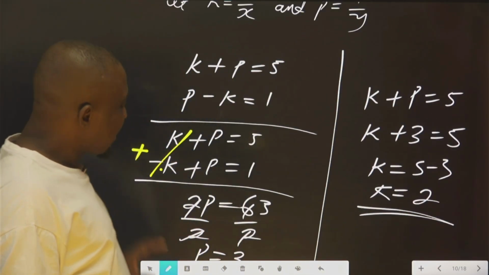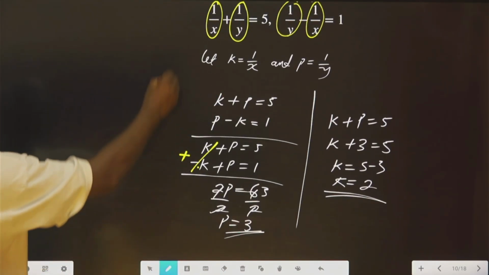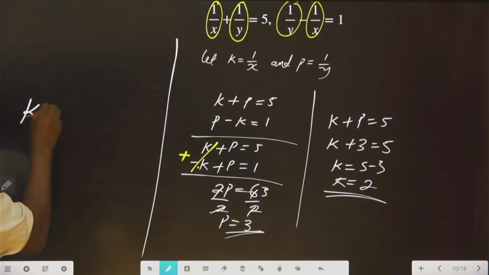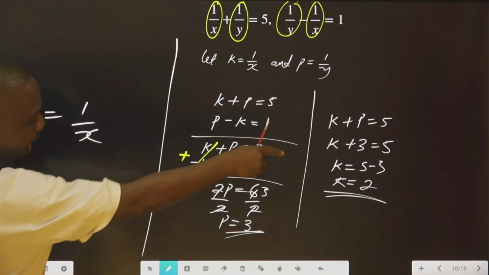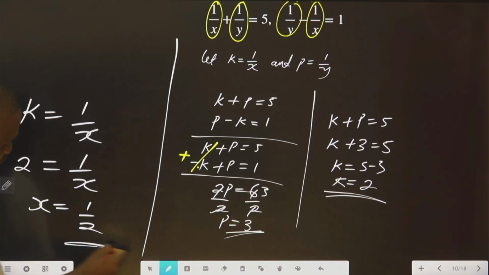Okay? Now that we have p and k, we are going to come back to this place. We already know that k is equal to 1 over x. What is our k? Our k is 2. We put 2 here to say 2 equals 1 over x. You agree with me, if you solve this, change position to have x as equal to 1 over 2.